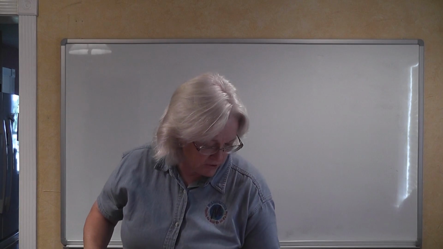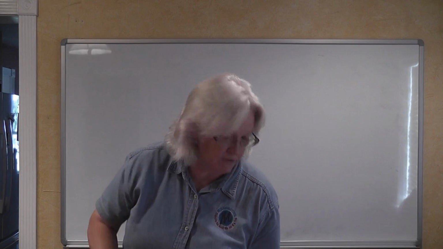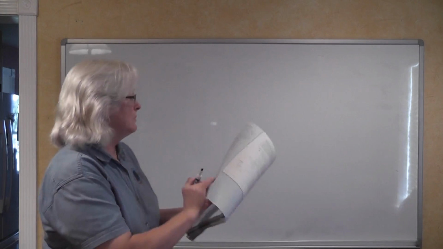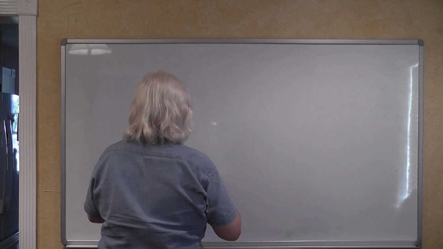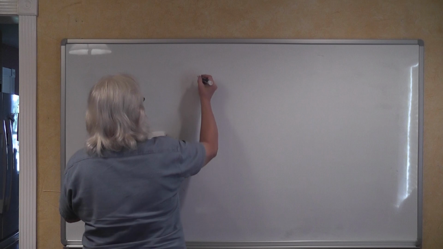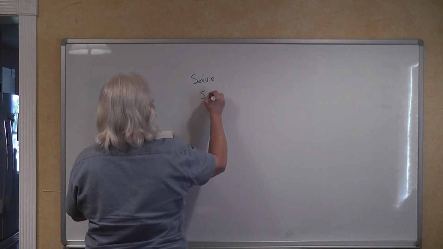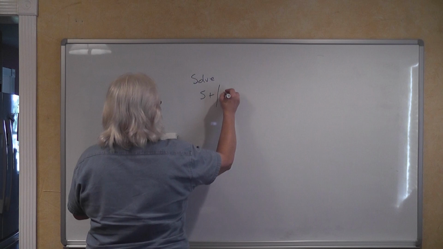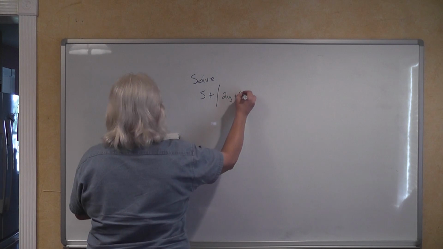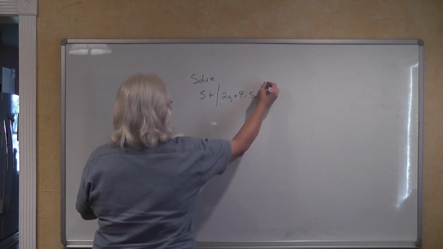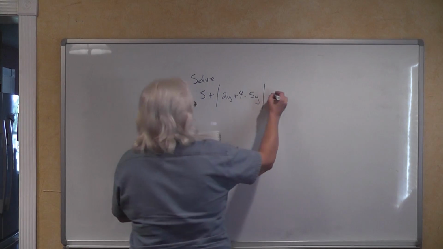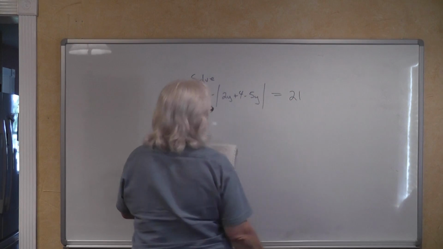Okay, example 2 on page 152. Let's see what we have. This says, solve 5 plus the absolute value of 2y plus 4 minus 5y is equal to 21.